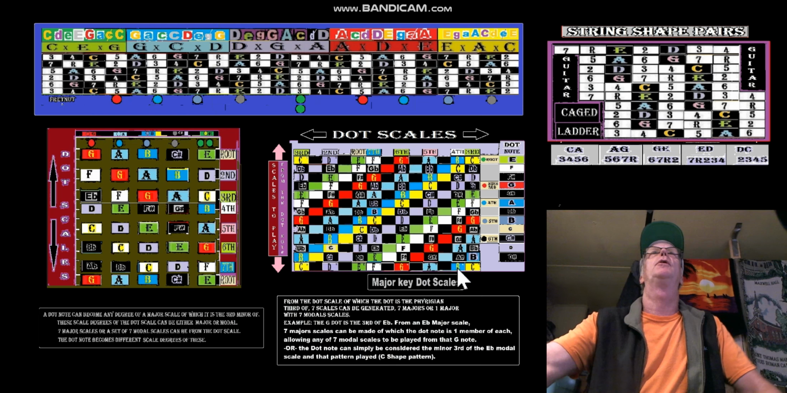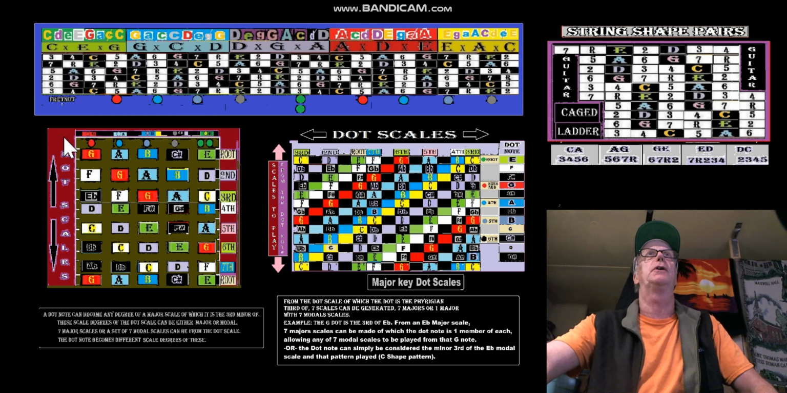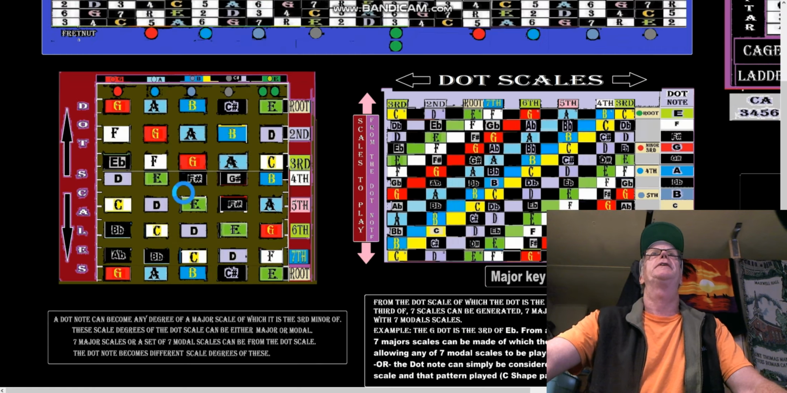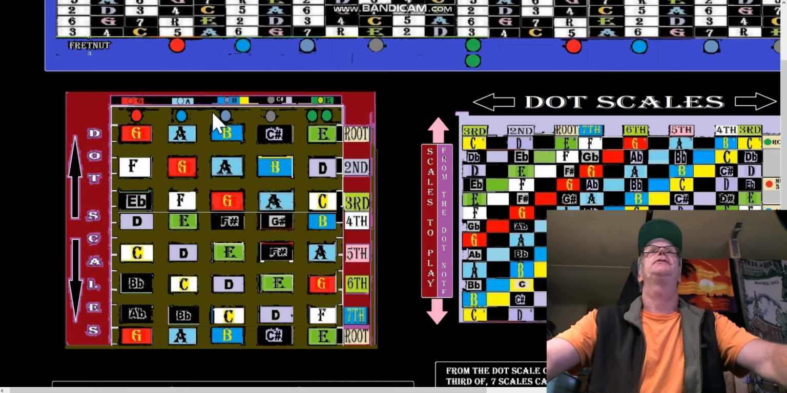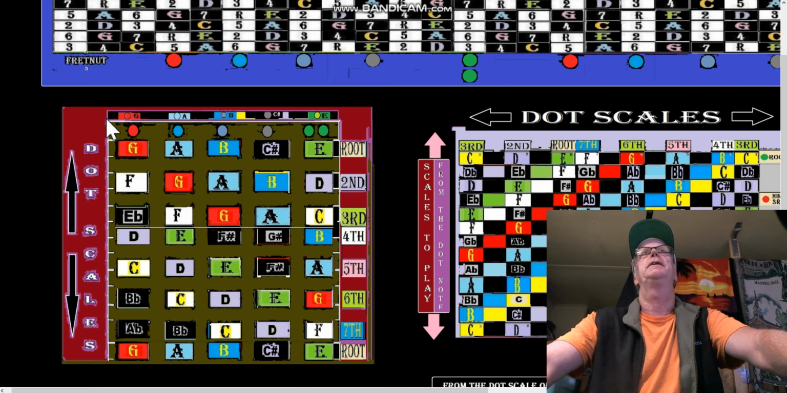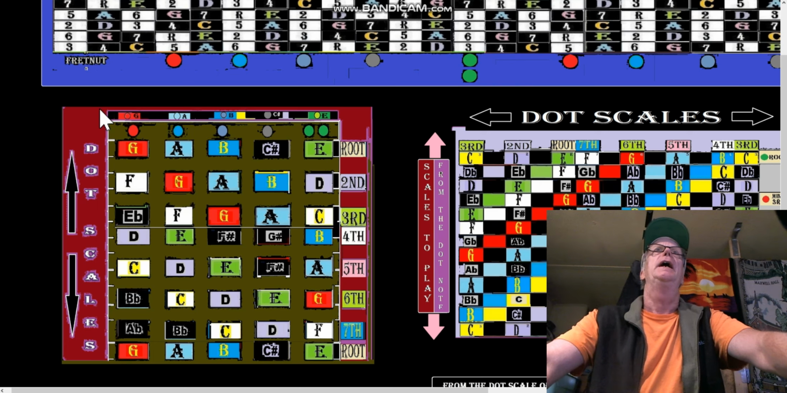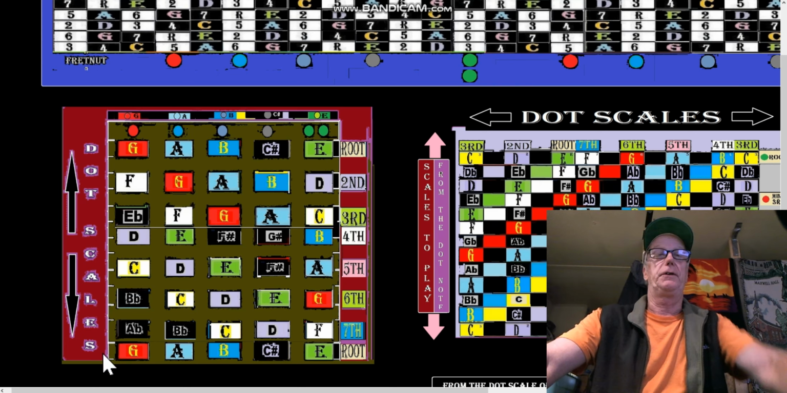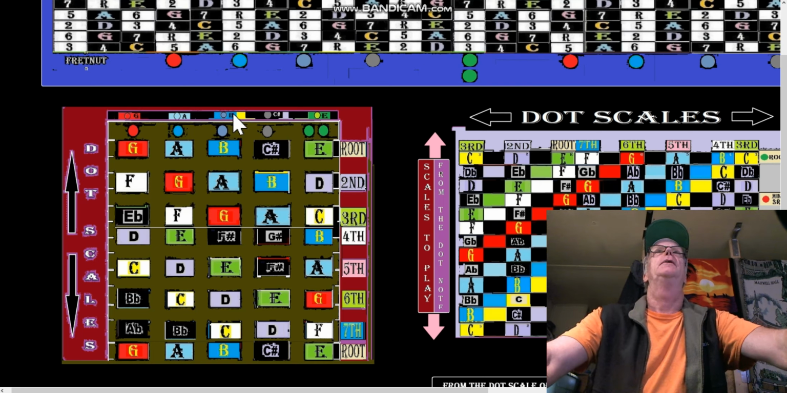So I've brought an earlier diagram, but keep in mind that in this one the x and the y axes are switched. The reason I made this drawing is because it has the G dot, A dot, B dot, C sharp dot, and E double dot going horizontally, in the x direction. And then in the y direction, there are the dot scales. So off of each dot, you can start a scale.